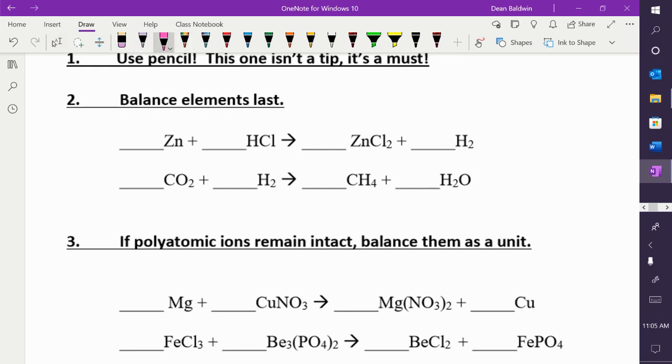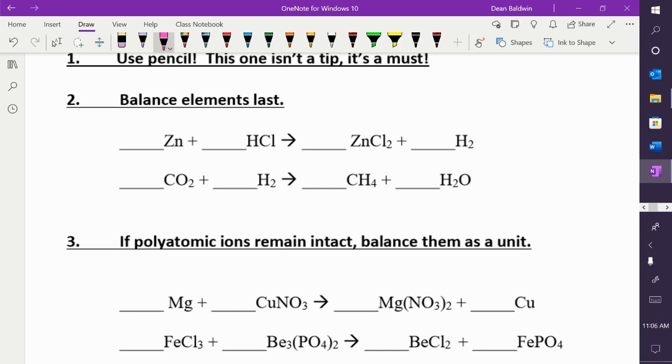All right. So we've got zinc, pure. It's all by itself. Don't even touch it. Leave it to the end. We've got HCl, zinc chloride, and hydrogen, pure. Leave it by itself. So what do we want to balance first? The HCl. You've got to pick an atom to balance. What's out of balance? Hydrogen and chlorine. There are 2 chlorines on this side, 1 there. There are 2 hydrogens here, 1 there. So what should I do?